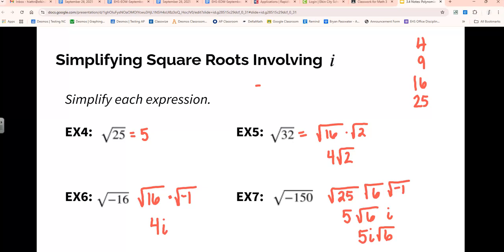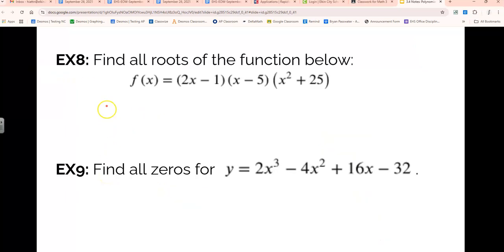Now, we won't have to deal with this very much. The main thing that we're going to have to see this for is whenever we are finding roots that are imaginary, because we can't find roots that are imaginary from the graph. So let's look at an example of what we're going to run into here. Here we see f of x equals 2x minus 1 times x minus 5 times x squared plus 25.